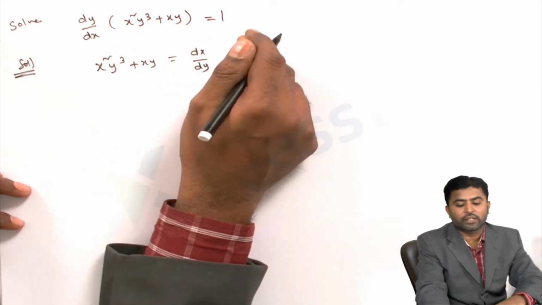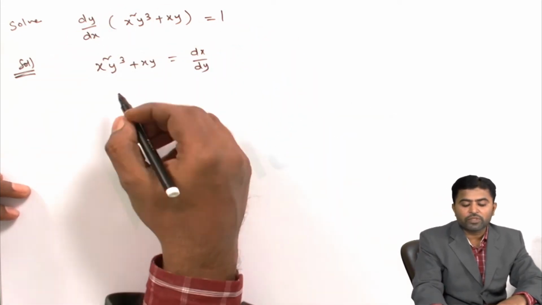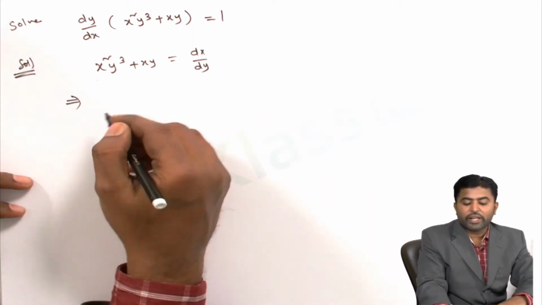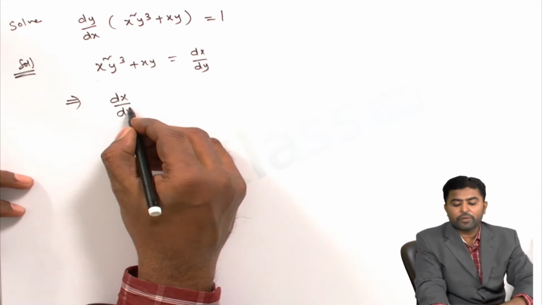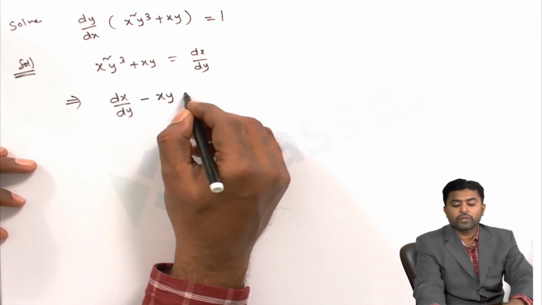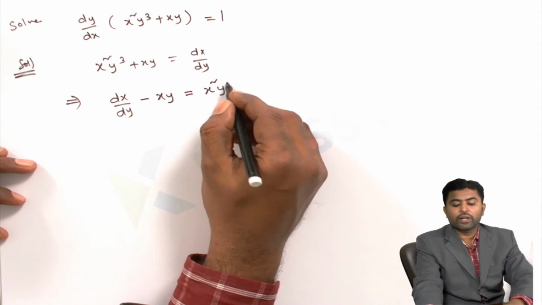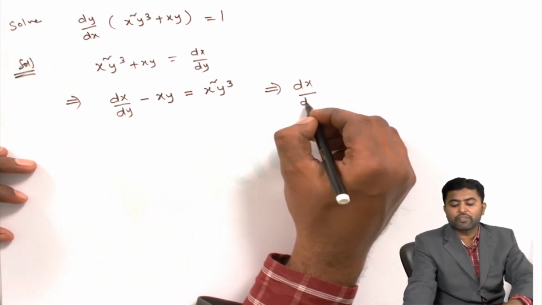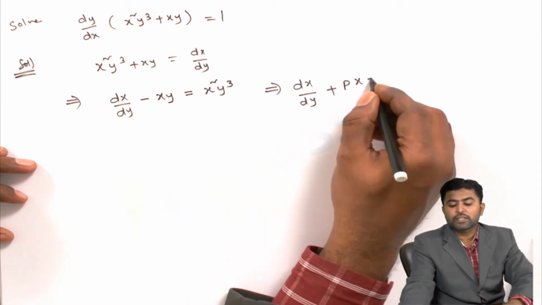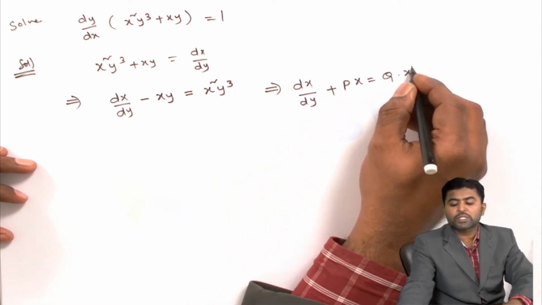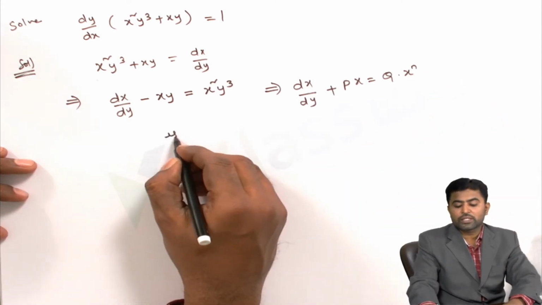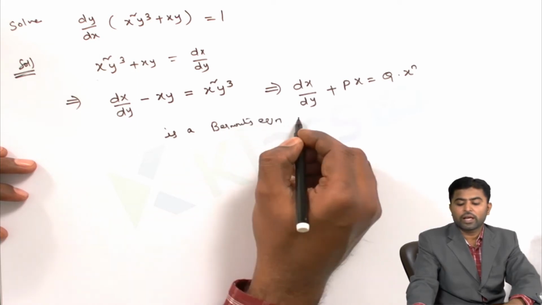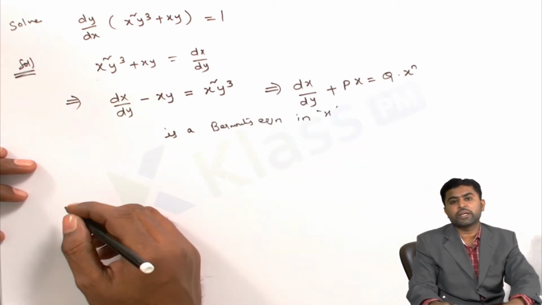Instead of sending this here, we have to send this one here. So that becomes x square y cube plus xy is equal to dx by dy. If I rearrange it, I'll get dx by dy minus xy is equal to x square y cube. If you observe, this is of the form dx by dy plus px is equal to q into x power n. So it is a Bernoulli's equation in x.